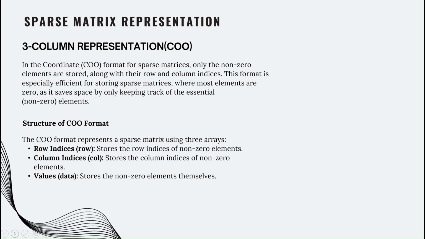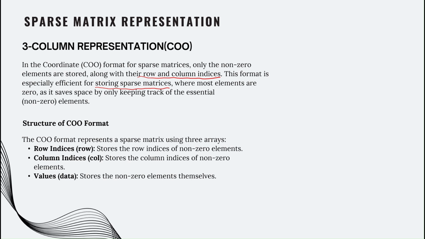Sparse matrix representation. A sparse matrix can be represented in a three-column representation or COO format. In the COO format, only the non-zero elements are stored along with their row and column indices. This format is especially efficient for storing sparse matrices where the most elements are zero, as it saves space by only keeping track of the essential elements.